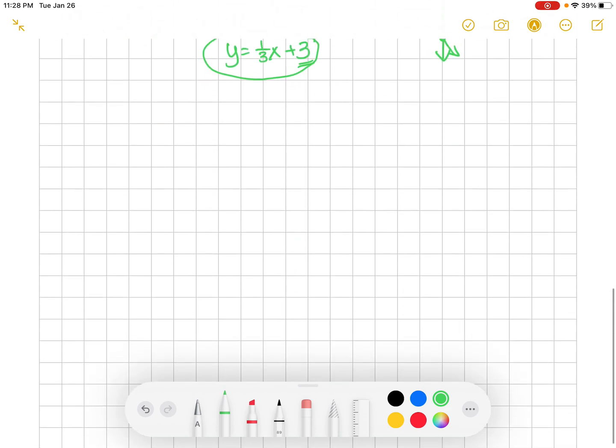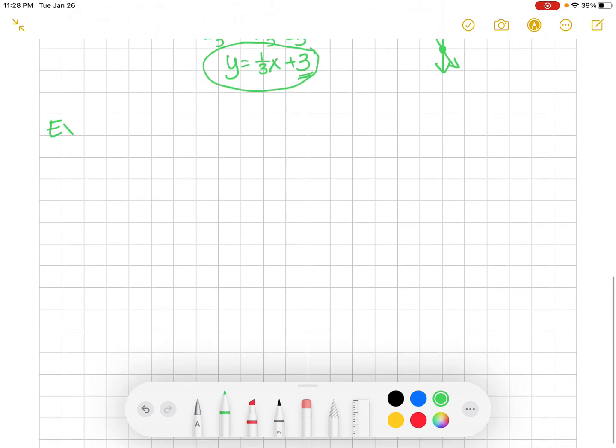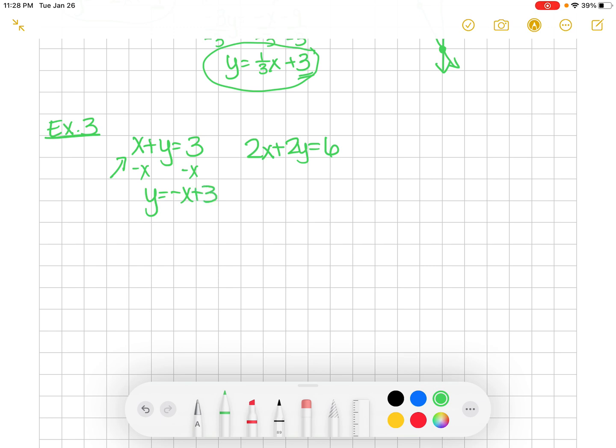Okay, but this next one, example 3, is our last example. And it is different. So we have x plus y equals 3. And I'm going to write the next one right next to it. 2x plus 2y equals 6. Okay, so I'm going to take this first one and change it to slope-intercept form. So I'm going to minus x on both sides, and I get y equals -x plus 3. Okay, let's graph that one.